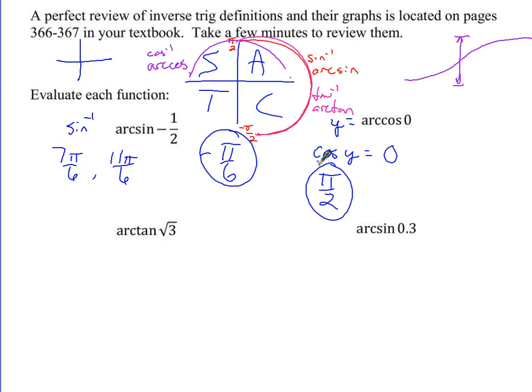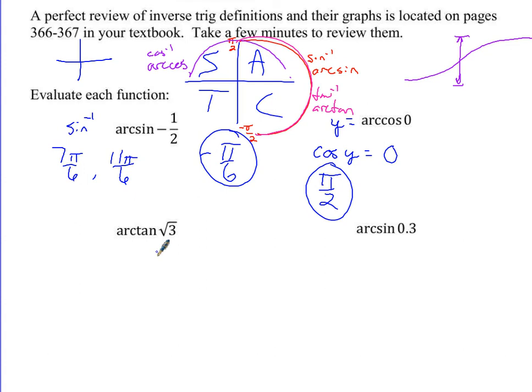How about arctangent square root 3? By the way, notice that all of these problems so far have been problems that we can find exact answers for. You always want to try to find exact answers, if possible. So with this arctangent square root 3, I know that square root 3 exists on the unit circle, so this is asking me for exact answers for sure. So I want to try to figure that one out.